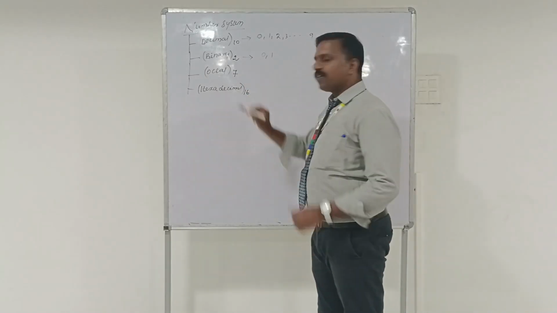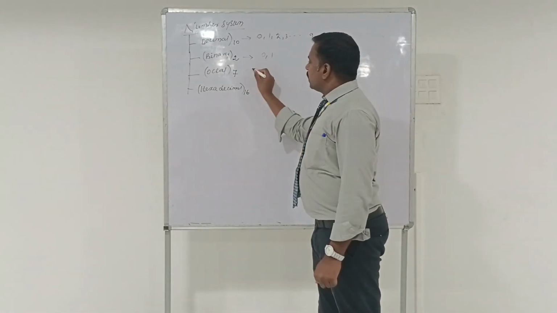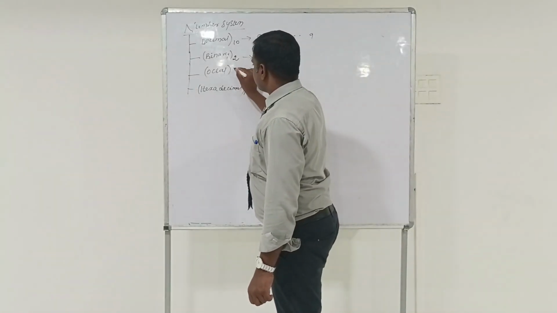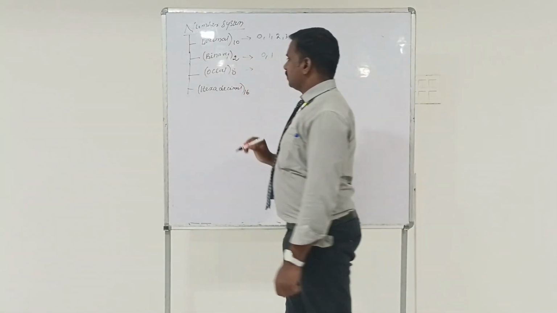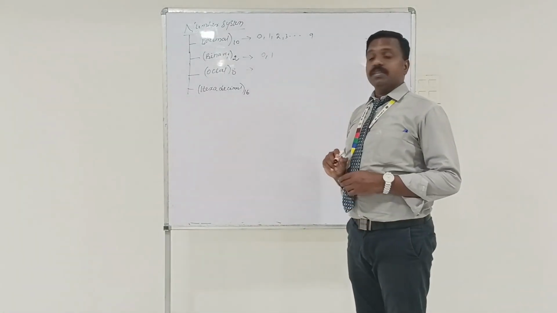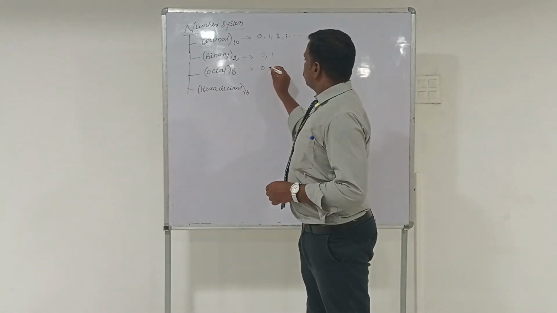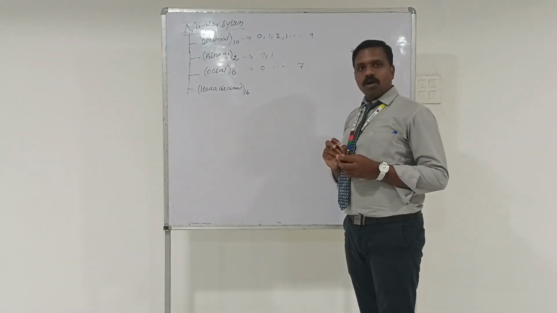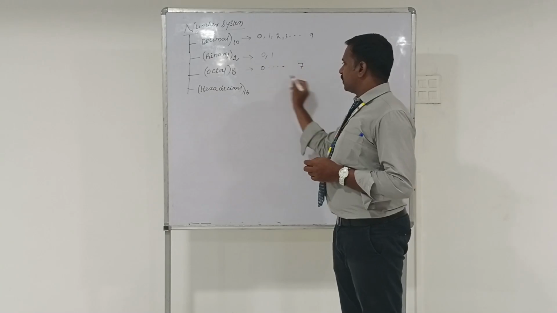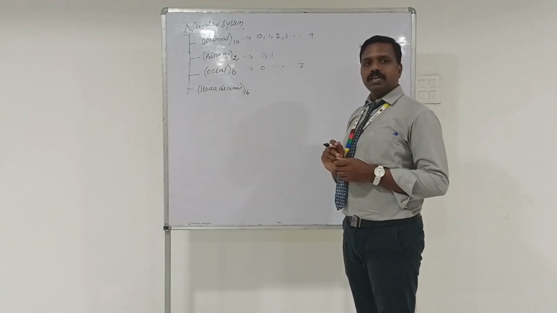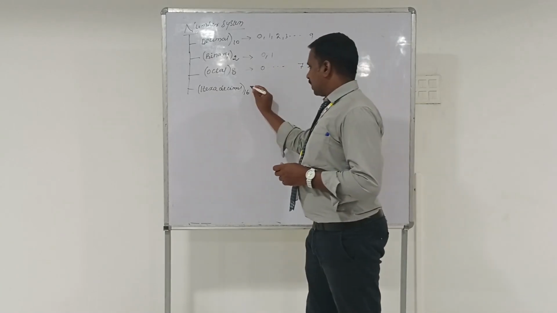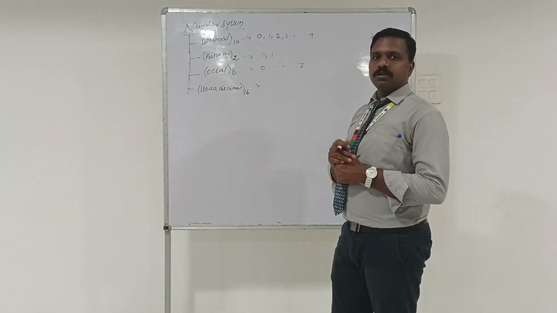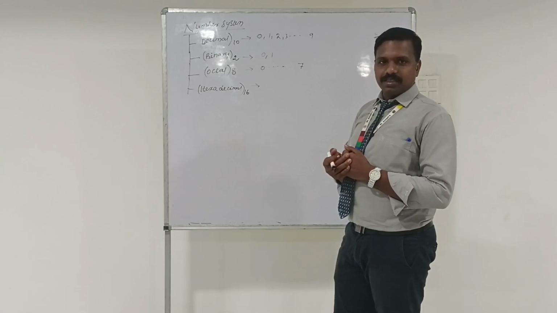Here the base value is 7 for octal. Sorry, the base value is not 7, it is 8. The base value of octal is 8. So the digits 0 to 7 are used here to represent octal. Totally 8 different digits are used to represent the octal number. Similarly, in hexadecimal, 16 different digits are used to represent hexadecimal numbers.